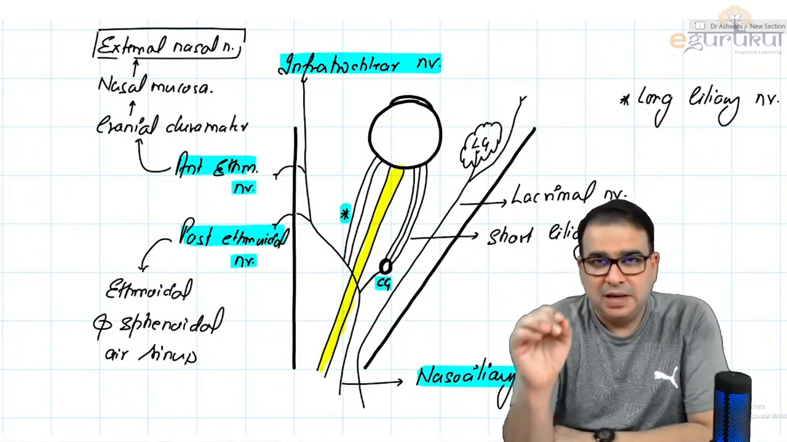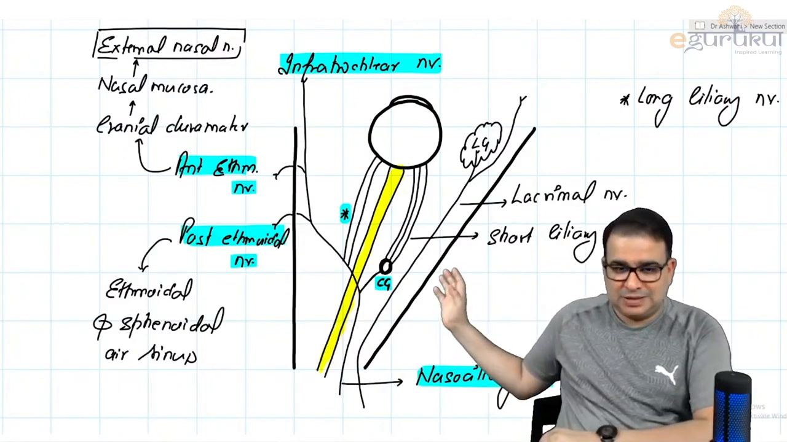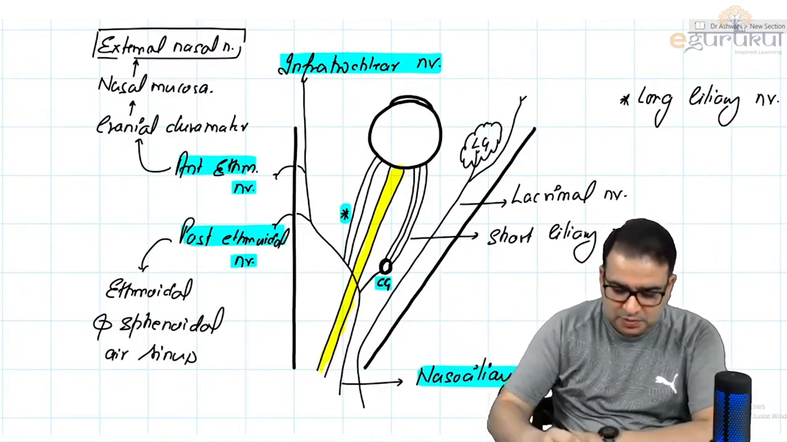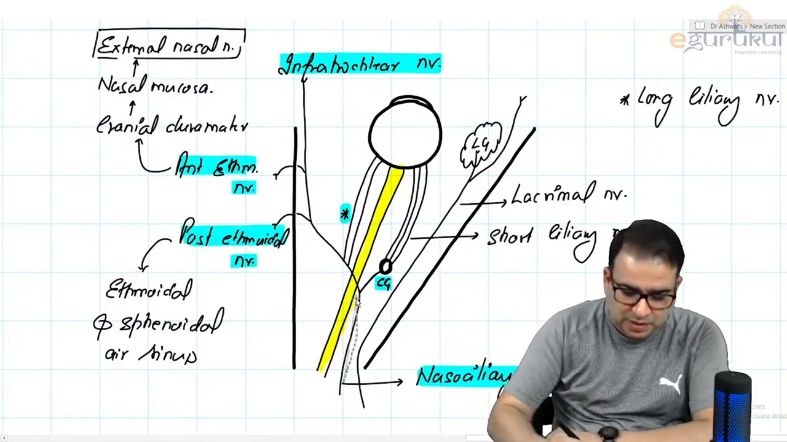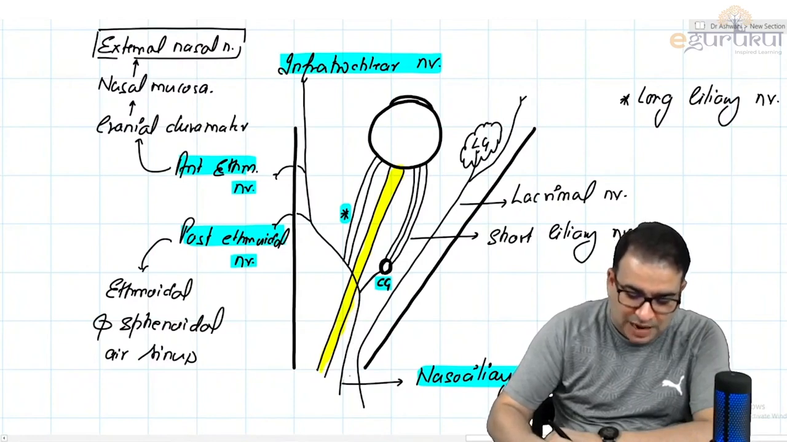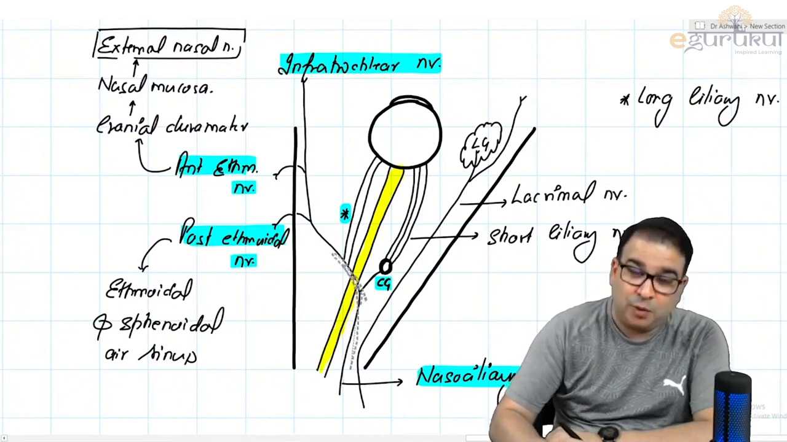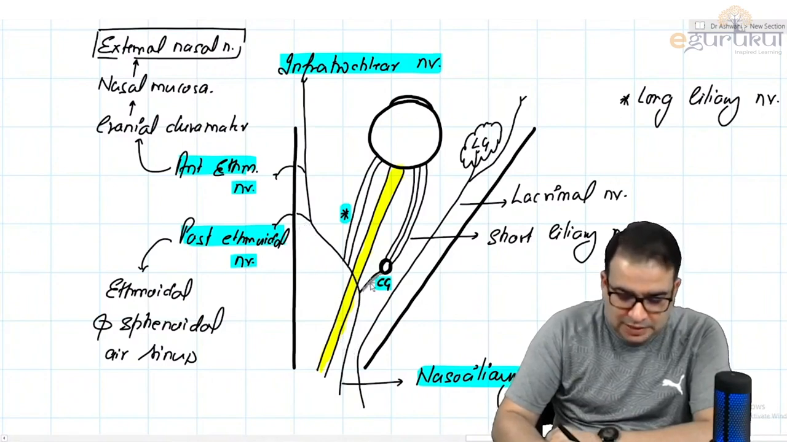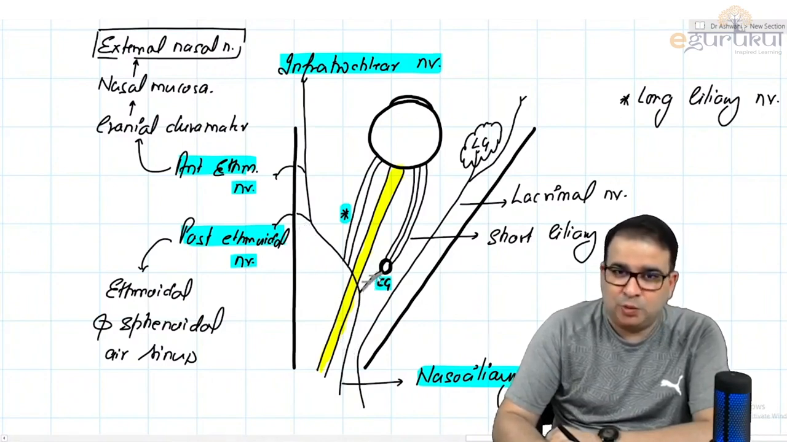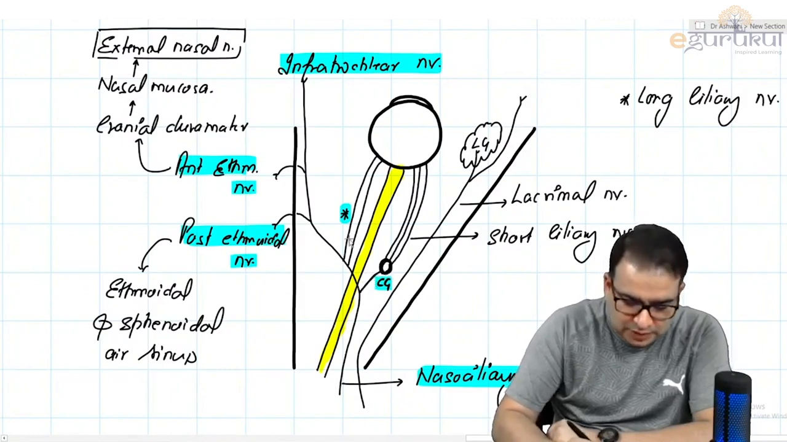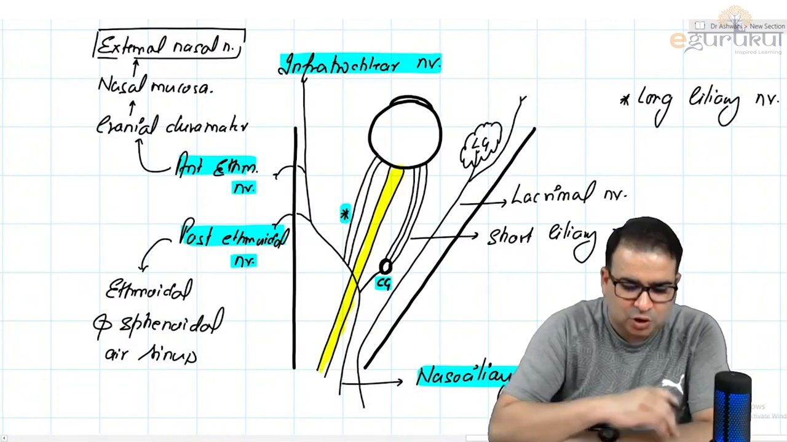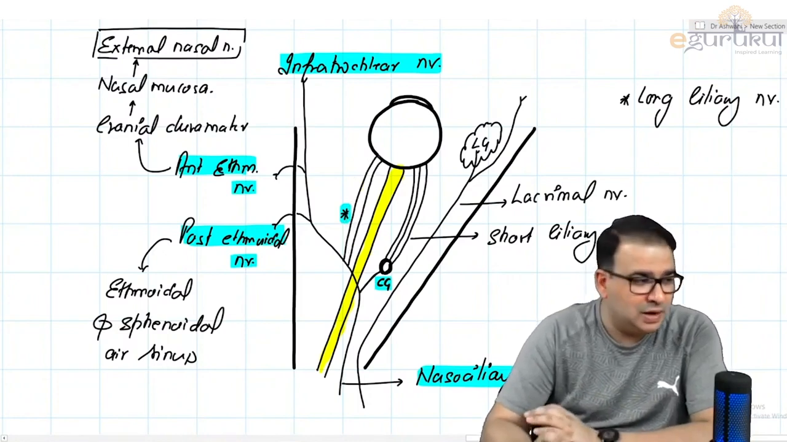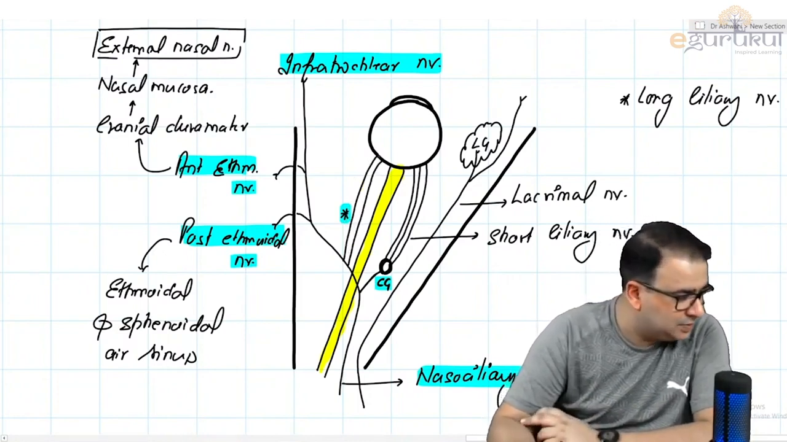You have to understand the nasociliary nerve. The nasociliary nerve, as you can see in the course, first passes superiorly from the lateral to the medial side above the optic nerve, and goes toward the medial side. This gives a connecting branch to the ciliary ganglion. The topographic connection is with the ciliary ganglion. It gives off direct branches which are called the long ciliary nerves.